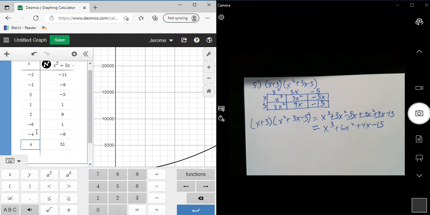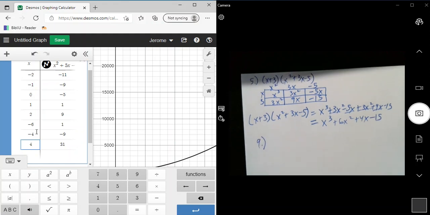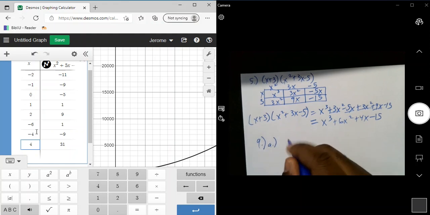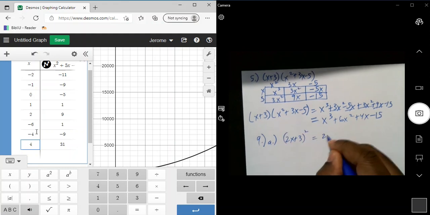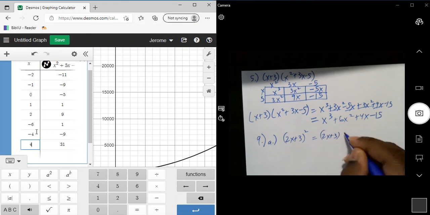All right. Now we look here at number 9. Now number 9, A, it tells us to expand (2x + 3) squared. So this is just (2x + 3) times (2x + 3). And we can use the distributive property. Some people call it FOIL.